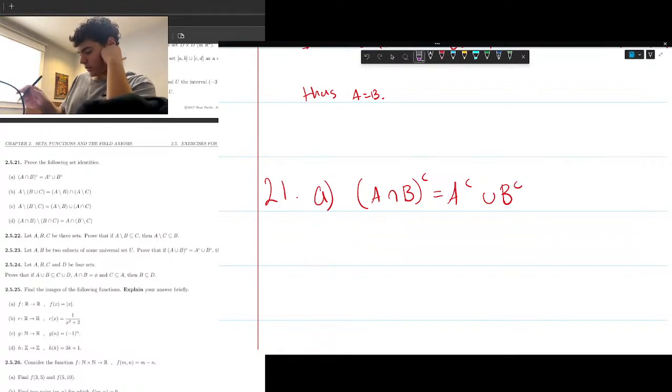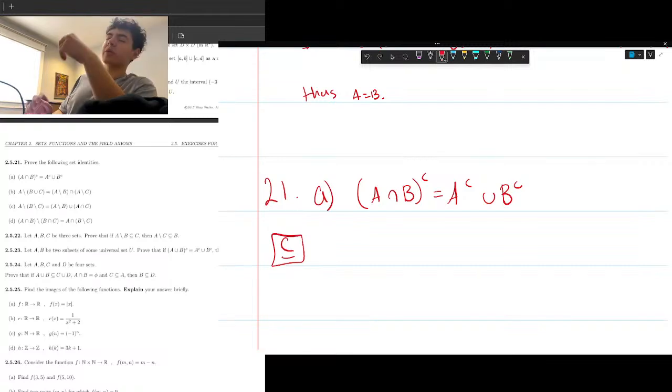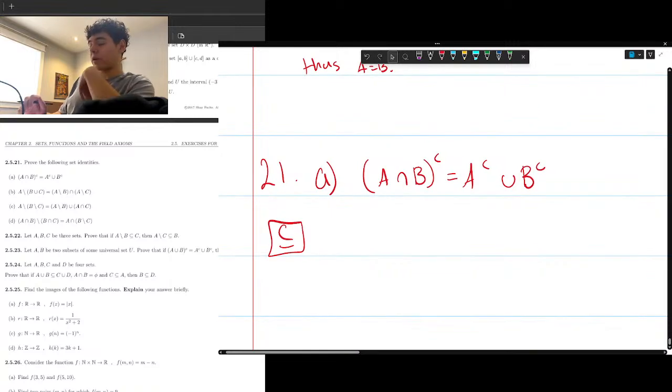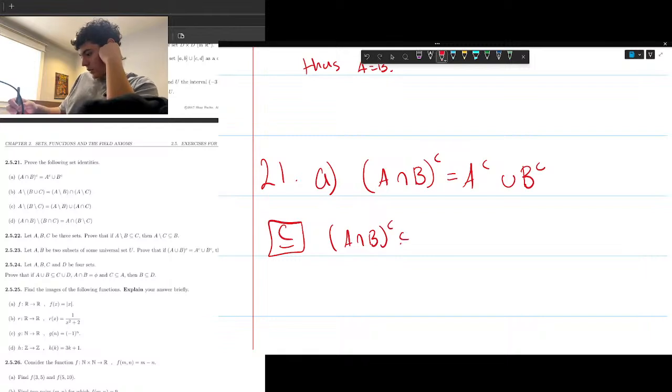So we'll prove the first one. And again, here you're supposed to say, we're going to prove this by double set inclusion, and so on. I'm not going to do that here. I'm just going to hop right into the proof. So we're going to show A intersection B complement is a subset of A complement union B complement.